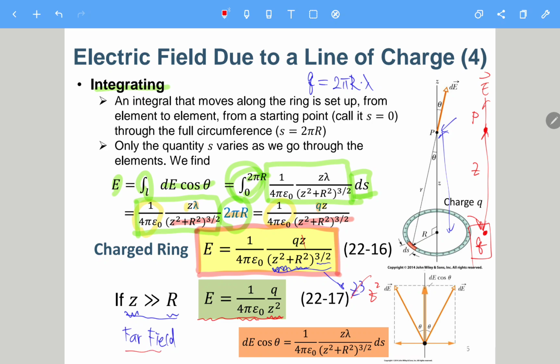So that's why we need the far field condition to further simplify this expression. If we don't have the far field condition, the expression will look the same as this, and it looks more complicated. But as long as we have the far field condition, it's as simple as this. We consider all the charge to be at the center.